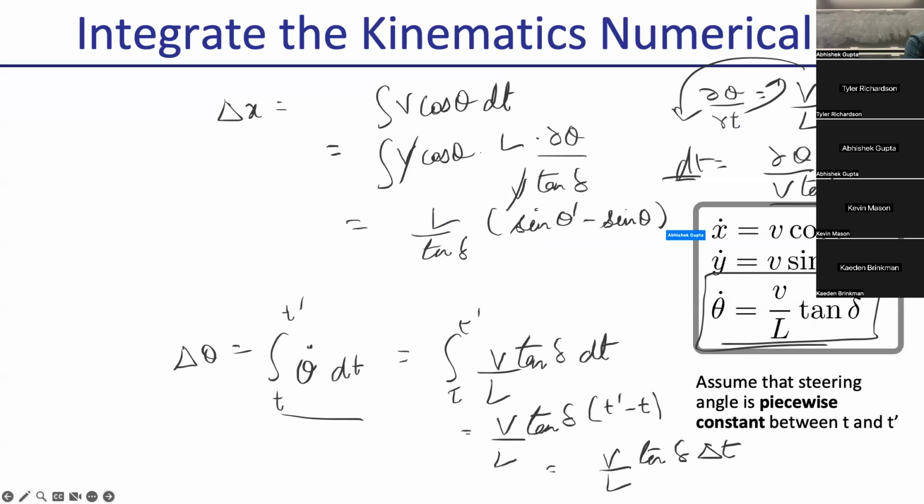Right? The integral of cosine theta is sine theta. And so you're just going to get L over tangent times sine theta prime and sine theta, where theta prime is computed using this. Yes? So all we did is take these theta dots, x dots, y dots, and integrate them over time. That's going to tell you how much the change is over some amount of time. Okay, how do we feel about that?